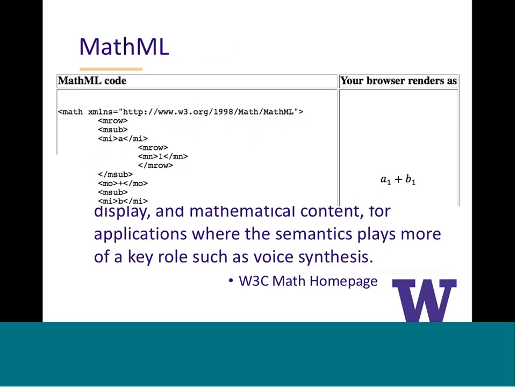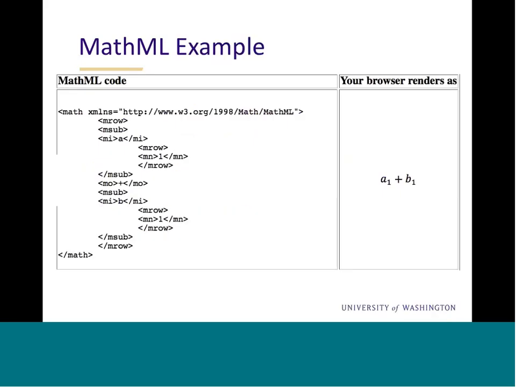And to show you an example of that, on this next slide, we have two columns. One column has MathML code where it has the angle brackets, it has slashes, it has some different kinds of tags, and then the right-hand column actually shows the expression of a sub 1 plus b sub 1. So the computer is given the MathML, and it outputs what you see visually here.